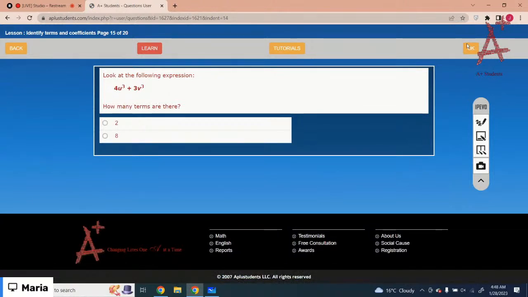Okay, look at the following expression. How many terms are there? So which is the correct option? 2. You have just 2 terms here. Got it? So the correct option is 2.